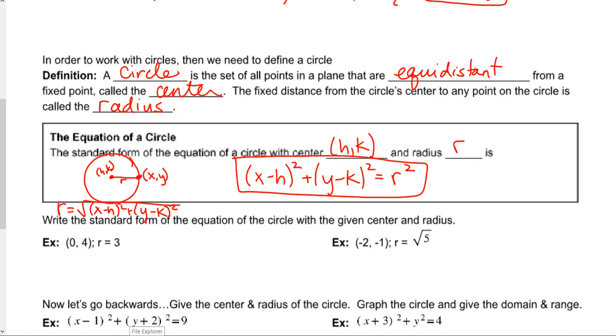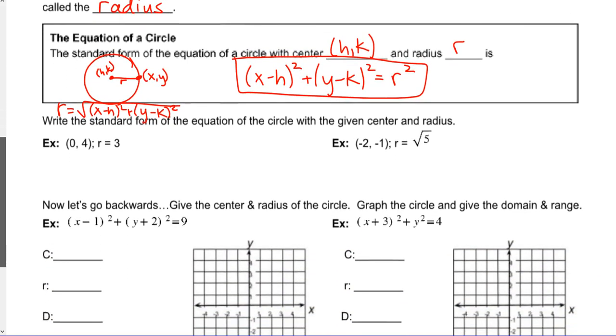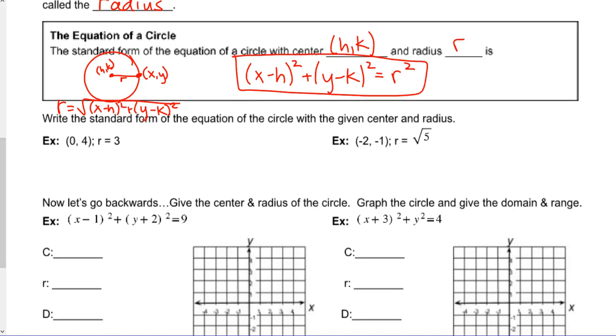Okay? All right, if you know that formula, life is a lot easier than if you don't know that formula. So we want to write the standard form of the equation of a circle with a given center and radius. So here is my center, there's (h, k), there's my radius. What we're going to do is throw all three numbers into here, bam, bam, bam, right there. So I have x minus 0 squared plus y minus the k value, which is 4, squared, equals r squared, and I'm just going to throw in that 3 squared.